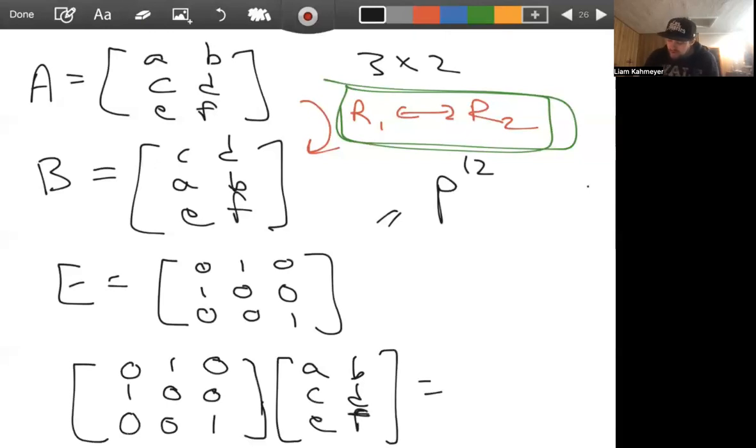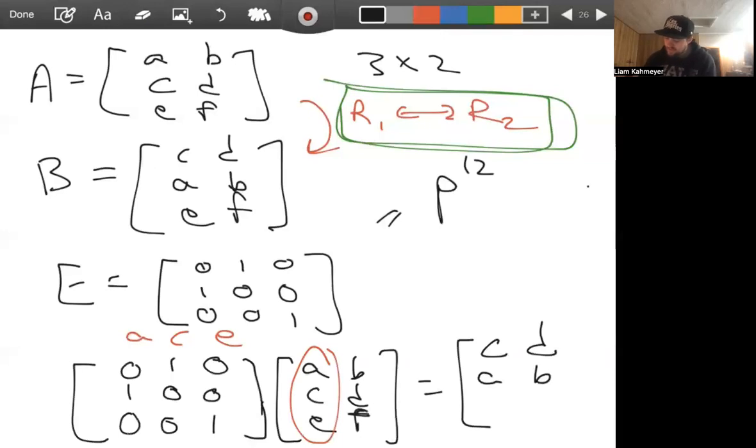Now let's compute this product. We start with the column a, c, e and put it up here. For the first entry, we get c. Do the same thing for the second column, we get d. And then we go to the second row. We'll have a times 1, and for the second column, we would have b. And then for the third row, we would just have e and f. And so here we've verified that EA equals B.